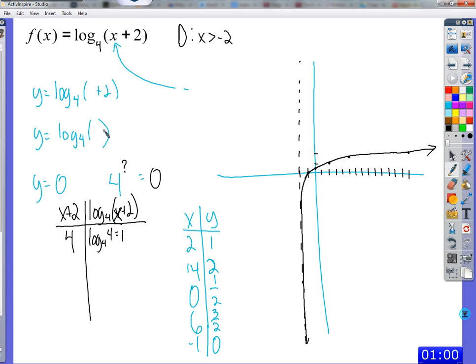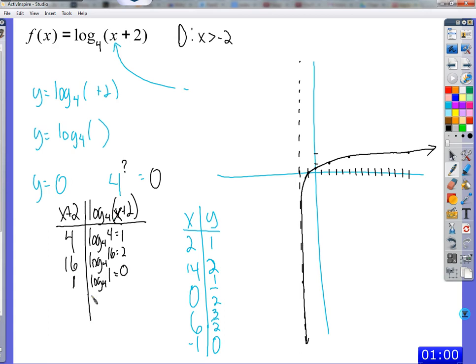What's another one that turns out to be easy? 16. You've got log base 4 of 16 is just 2. What else? 64, now we're getting so big that it'd be hard to graph. But yes, 64. One is good. We put a one there. Log base 4 of 1 is 0. Log base anything of 1 is 0. So we'd like to see 1 show up in there.